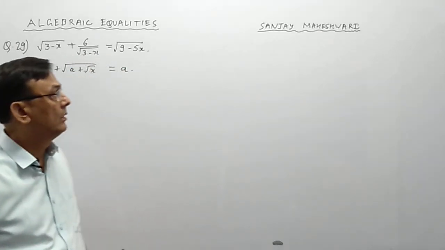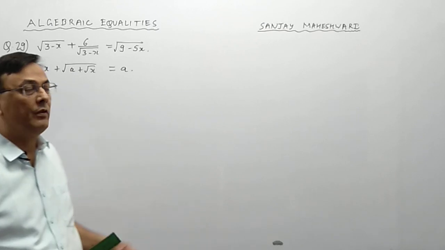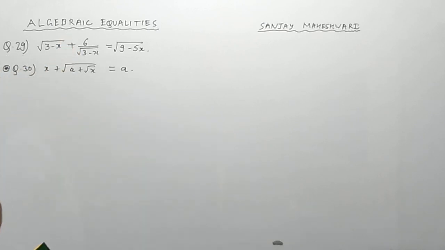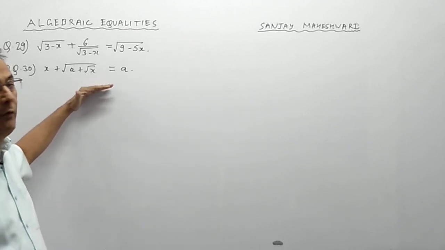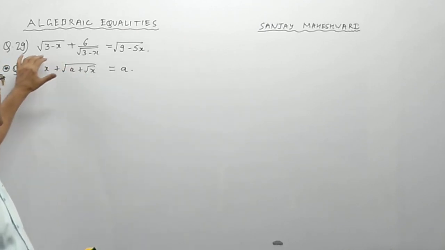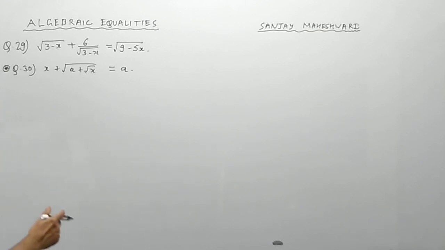Hello students, today again we will start our session on algebraic equalities, question number 29 and question number 30. Question number 30 is a hard sum suitable for IIT Advanced examination and question number 29 is a very easy sum. So let us start with question number 29.